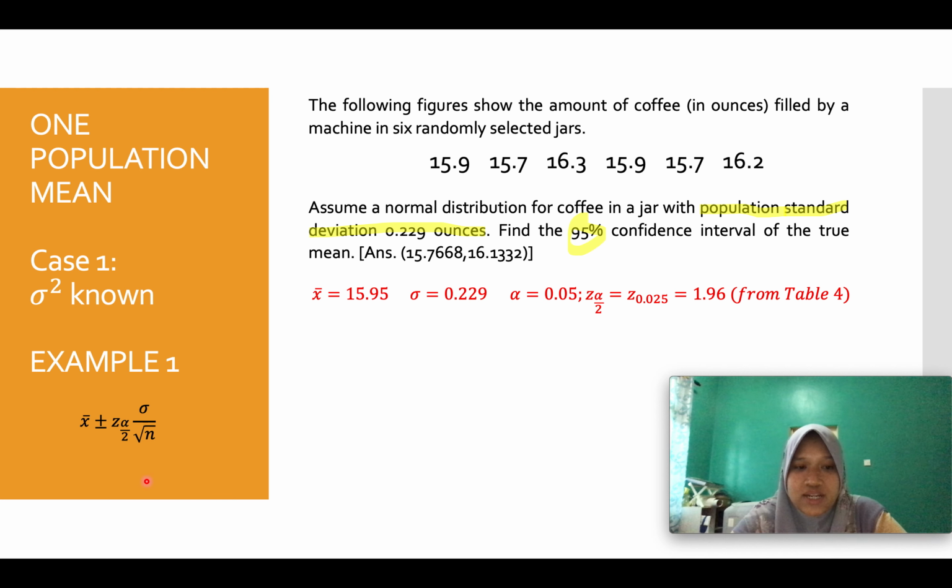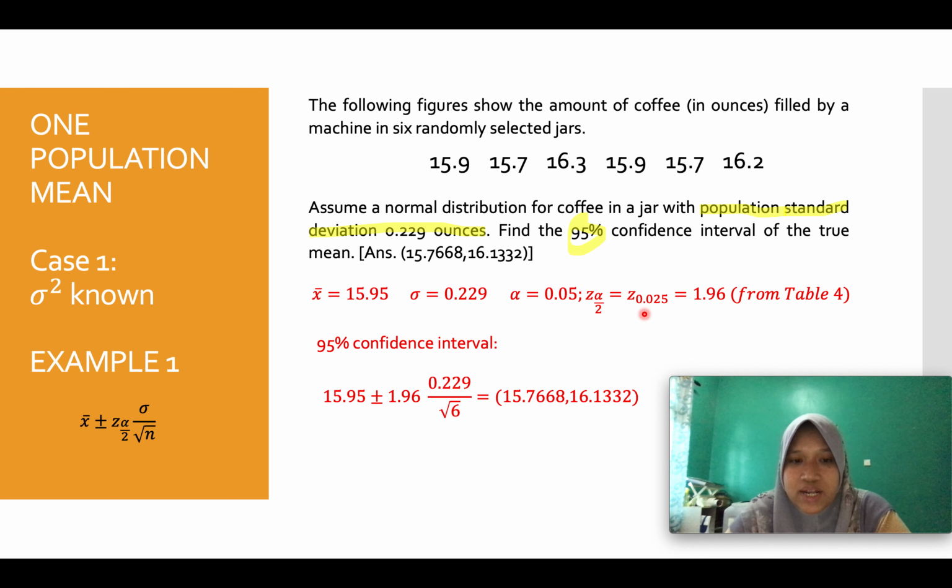Okay, so since tadi dia punya formula tadi dia dah Z alpha over 2. So alpha divided by 2, 0.05 divided by 2, we get 0.025. So you should refer the table number 4. Okay, table number 4. That will give you the value of Z 0.025 is equivalent to 1.96. So you should refer table number 4.